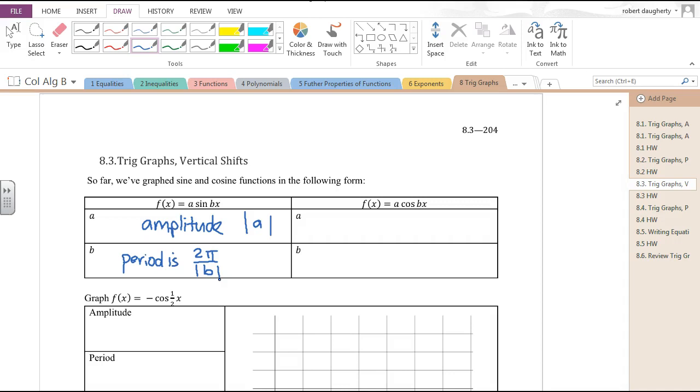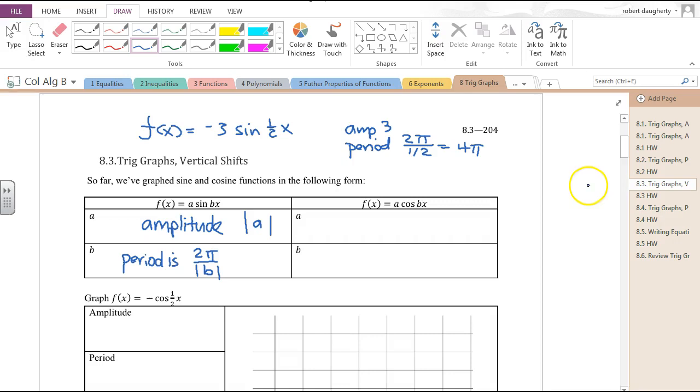So for example, if I had f of x equal negative 3 sine 1/2 x, what is the amplitude of that curve? Yeah, the amplitude is 3, and the period is what? It's 2 pi divided by 1/2, and that number is 4 pi. Okay, so the period tells me how far the graph has to go before it starts to repeat. Okay, so let's do a couple examples.